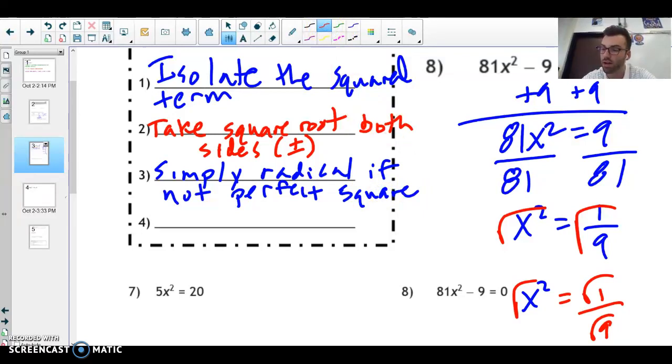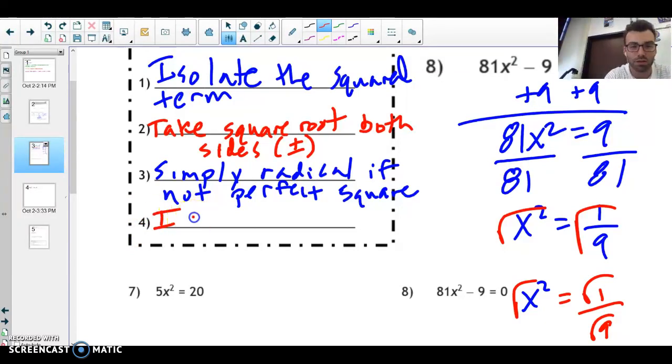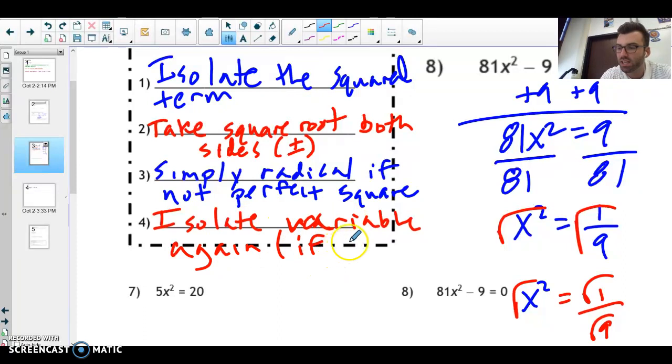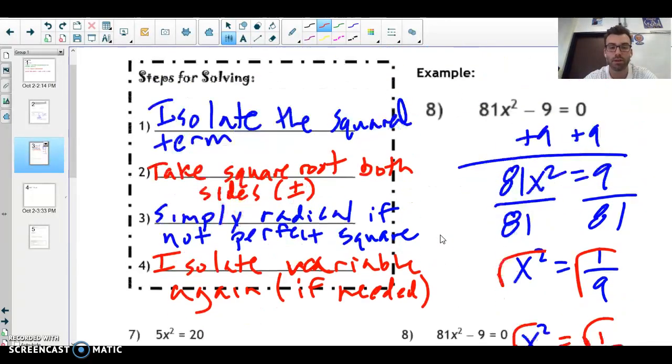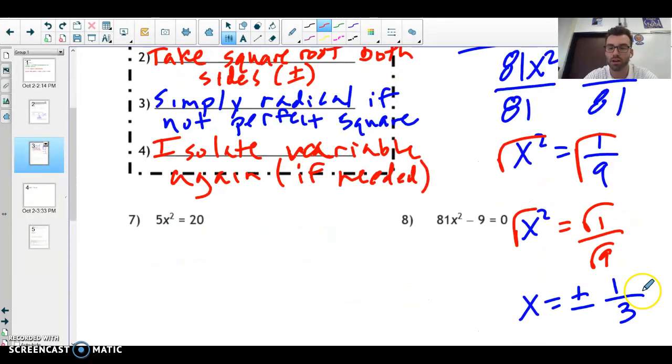All right. And lastly, isolate the variable again, if needed. This will become relevant with example number 10 that we're going to do. This is only when necessary. Okay, so let's do one where it is needed, because those are more fun anyway. This is your final answer, by the way: x equals plus or minus 1 over 3. We did not need to isolate the variable again because it was not needed.